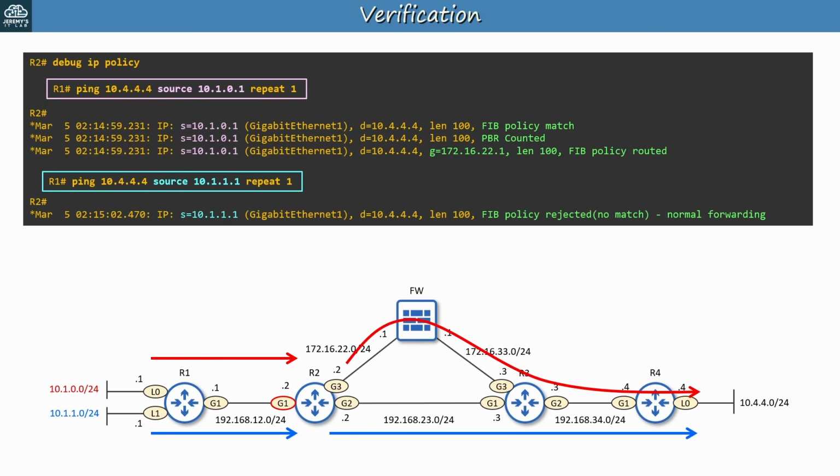And then I sent another ping from R1 with a source of 10.1.1.1. Here's the debug output on R2. The source is 10.1.1.1, and it says fib policy rejected, no match, normal forwarding. So as you can see, a rejected packet isn't dropped by PBR. It's just forwarded normally using R2's routing table.